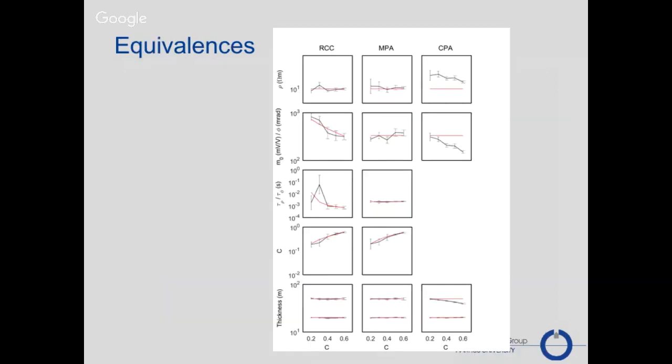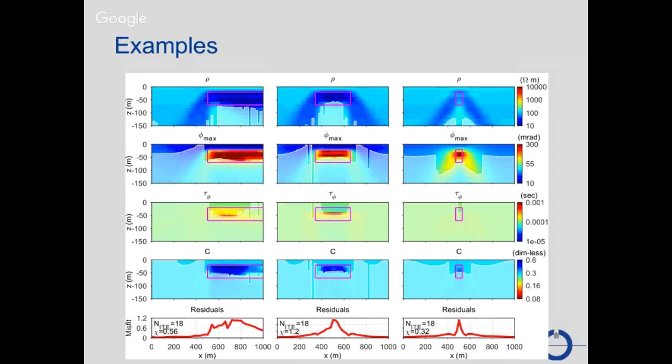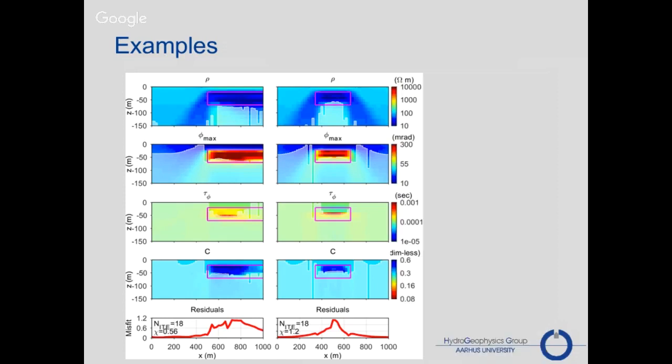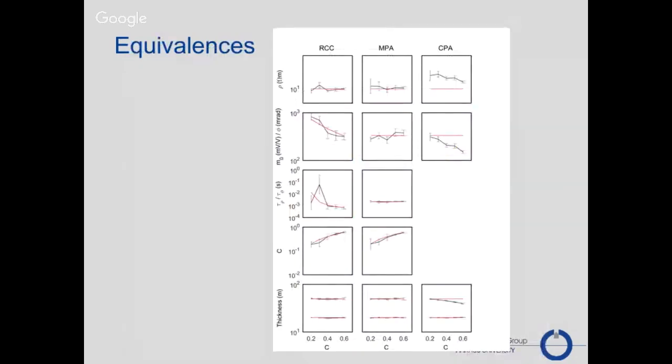The last slide is a warning about the equivalencies. This is an MCMC exercise, a Markov-Chain Monte Carlo inversion of a 3-layer model. The 3-layer model is a kind of equivalent of this infinite block, but with a continuous layer. And we have an MCMC inversion with the classic Cole-Cole model, with the MPA.